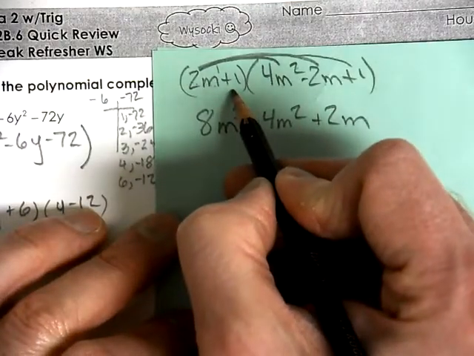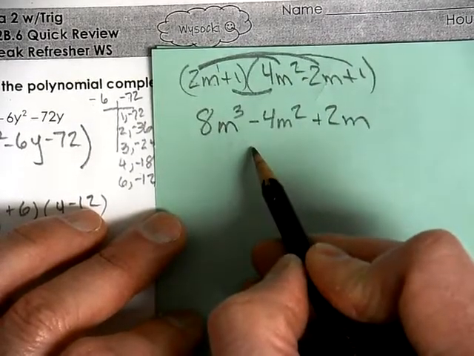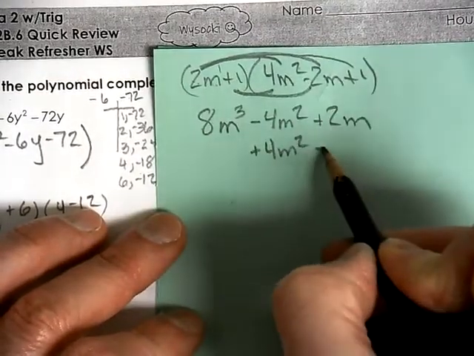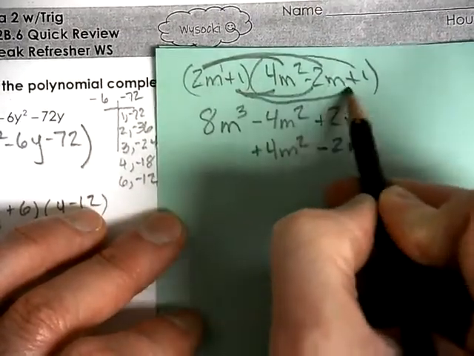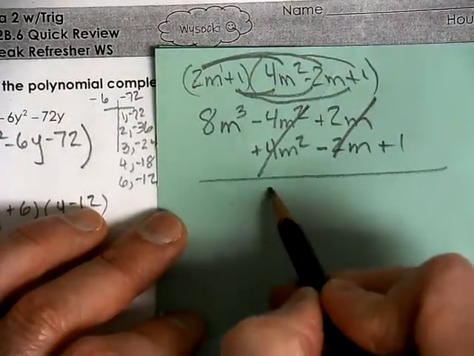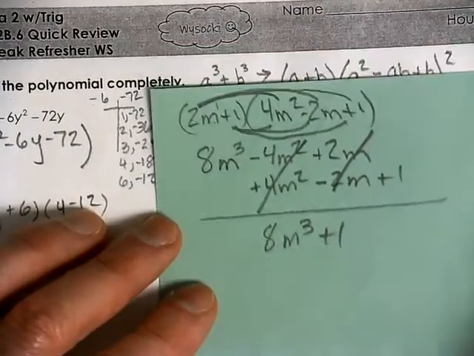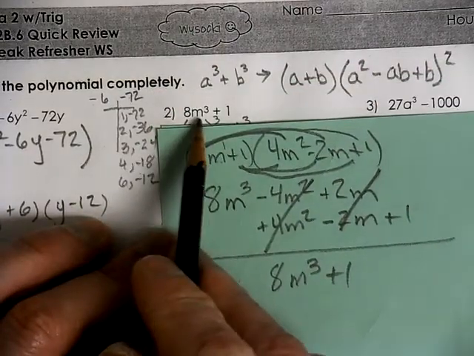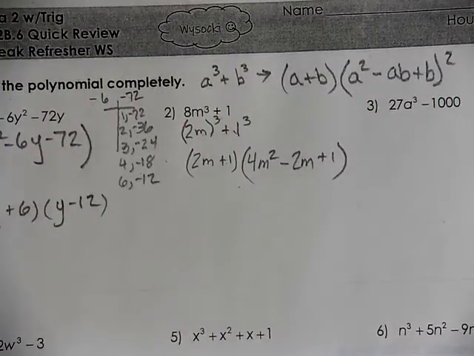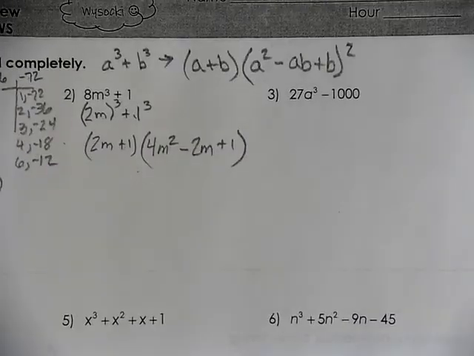Then we're going to take our 1 times 4m squared, which is a positive 4m squared. And a negative 2m. And a positive 1. Where these terms cancel out, so that looks better now. It looks just like what we started with. 8m cubed. That was the original problem. So you can always check your work with factoring questions. You can go ahead and try this next one.